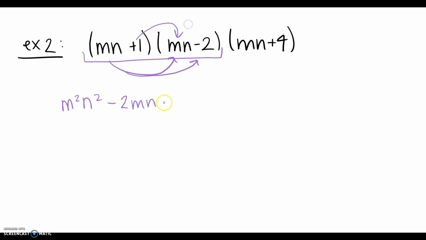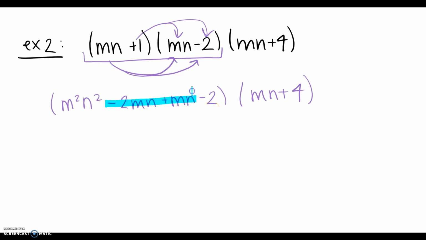1 times mn, positive mn. And 1 times negative 2, it's just negative 2. And then we just bring down our mn plus 4. Still being multiplied. Now one thing that's going to help is if we combine like terms. So let's do that. So m squared n squared, and then negative 2mn plus mn will be negative 1mn.